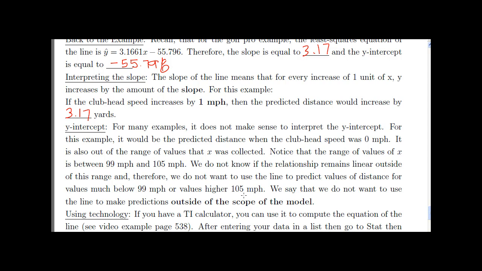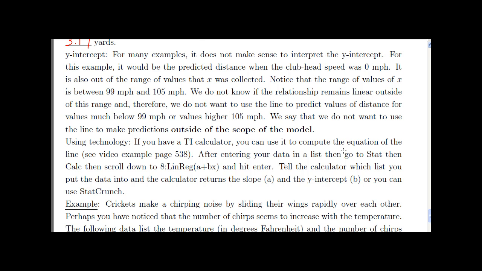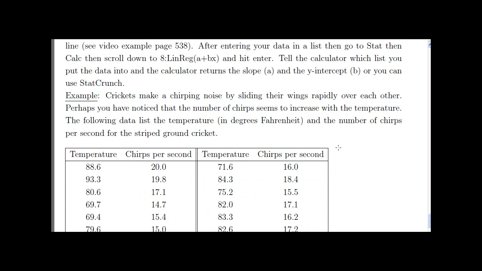In some problems we would want to interpret the y-intercept as well. If you remember from your days of algebra, the y-intercept is where the line crosses when x is equal to 0. This particular problem doesn't make sense for that, because if the golf club speed is equal to 0, then it can't hit the ball. So for this particular problem, we're not going to interpret the y-intercept. Alright, so let's move on to a different problem.